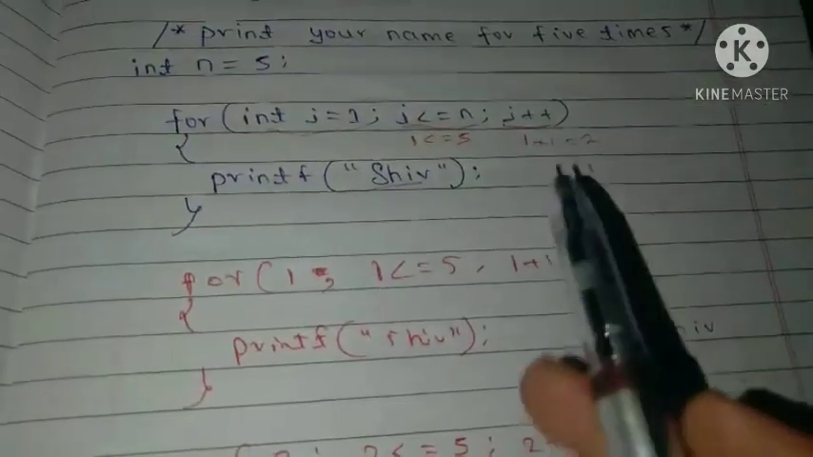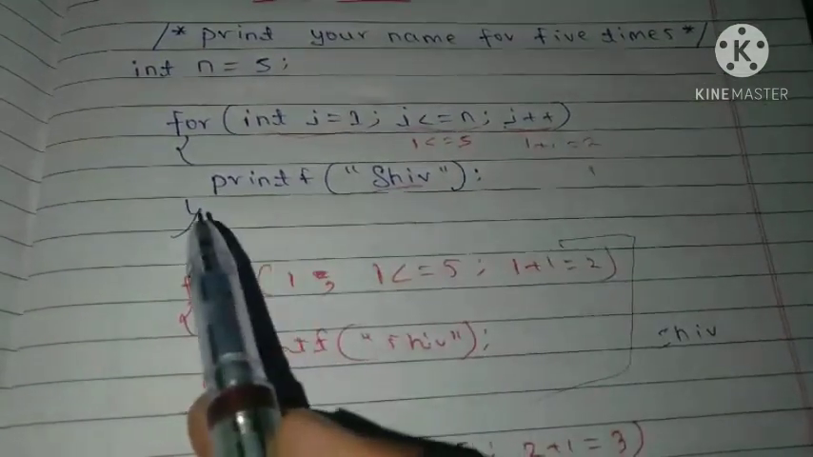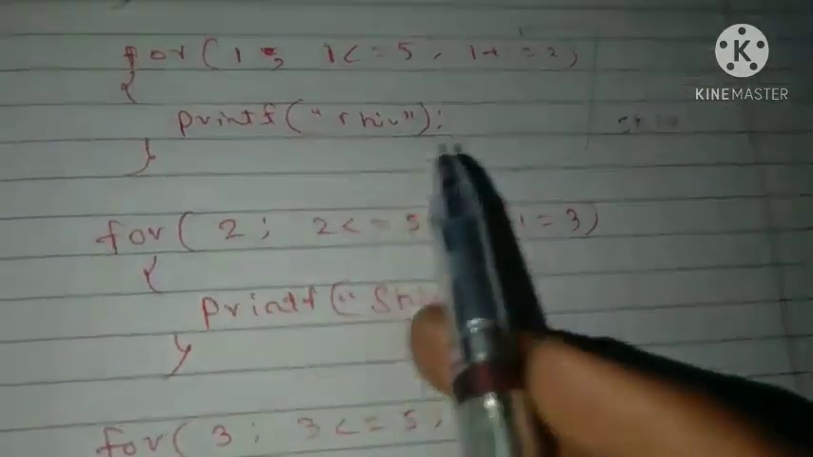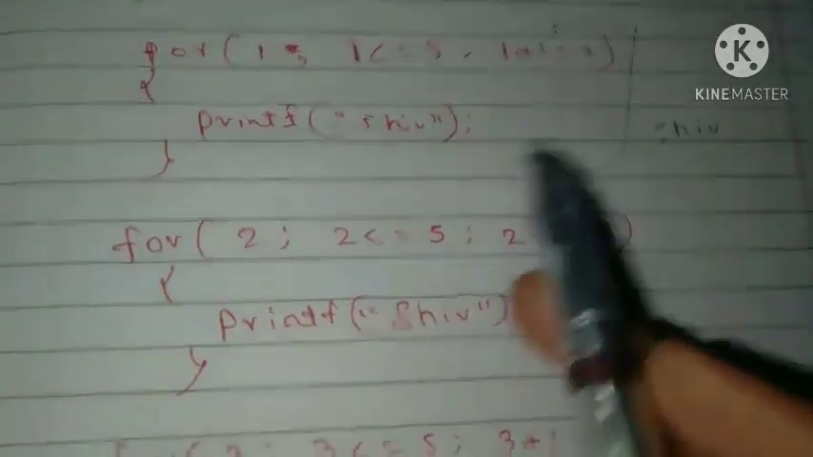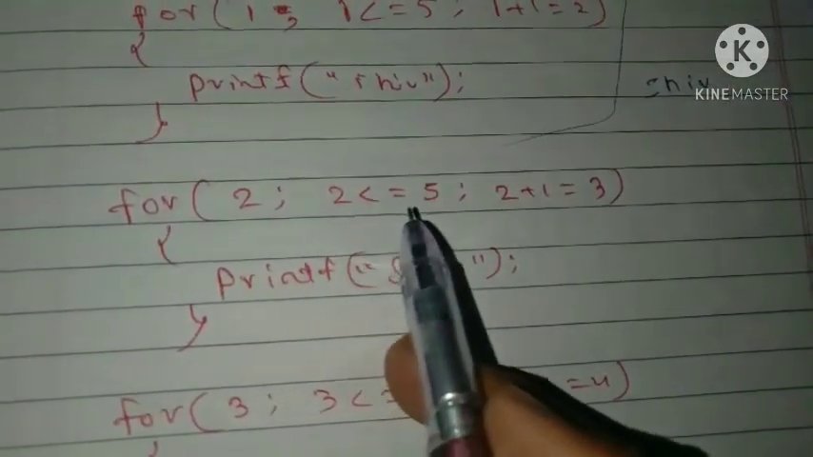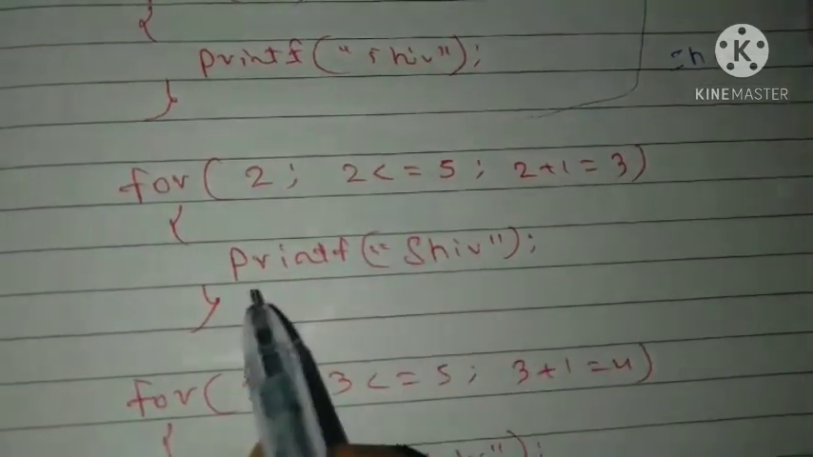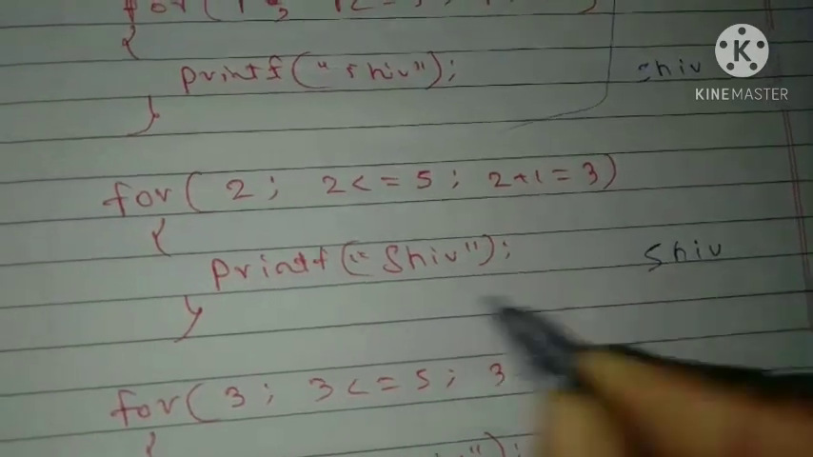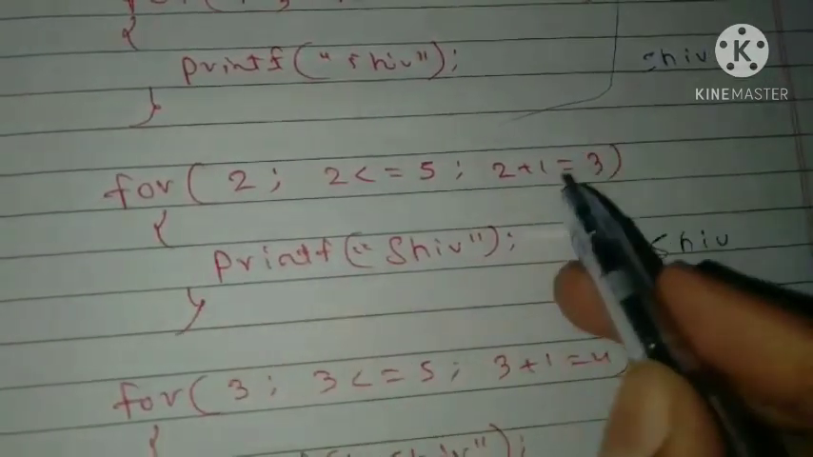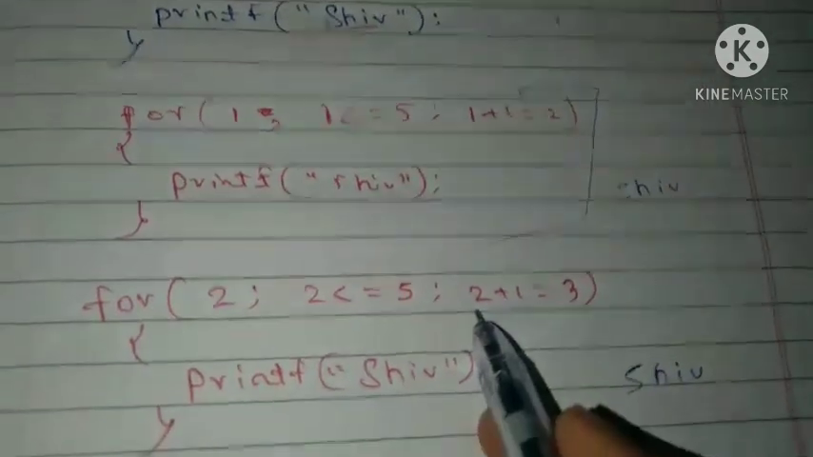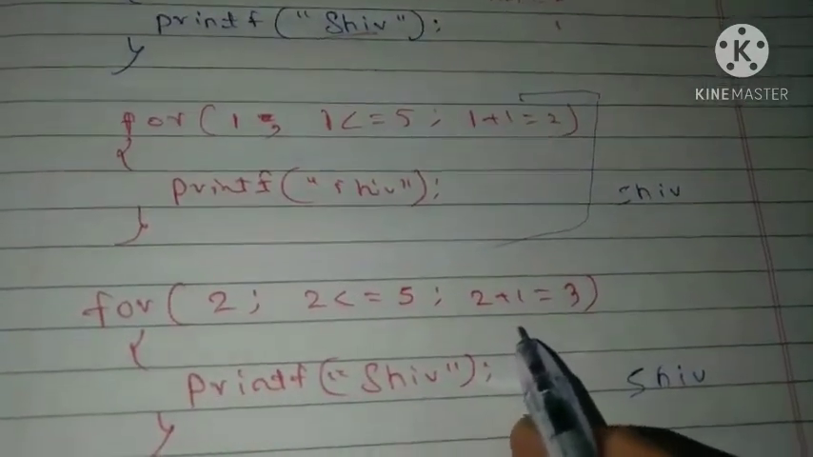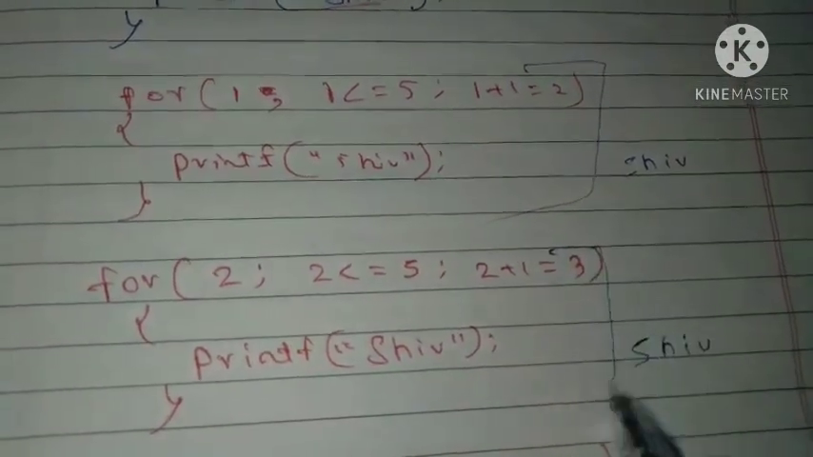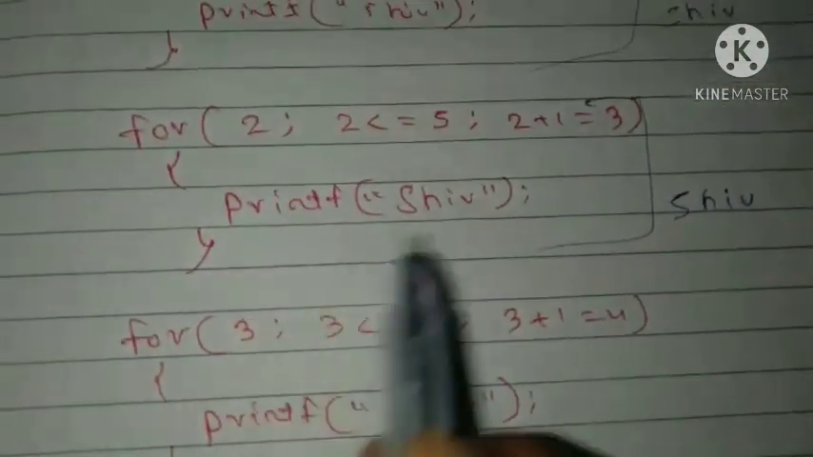Now come to the second iteration. After incrementing this value, it again goes to the for loop. Now the i value is 2, incremented, right? Is 2 less than 5? Yes, condition true. Then it prints this statement again. So this is the second iteration, and now it goes to the increment operator. 2 plus 1, incremented the i value by 1, and now the i value is 3.